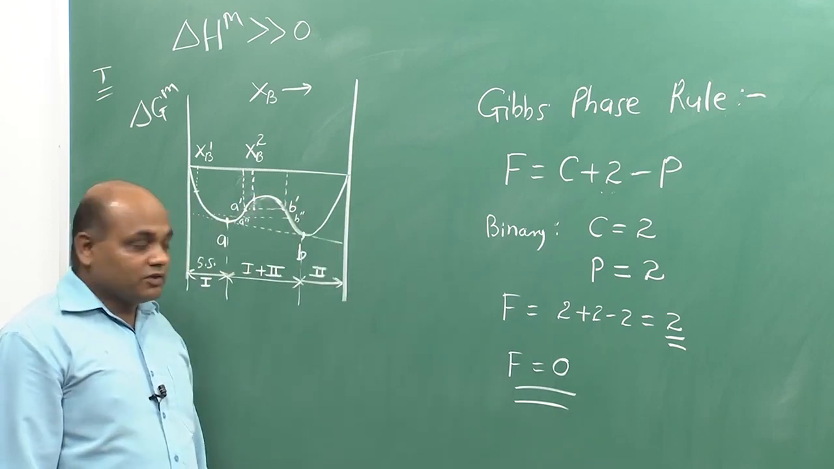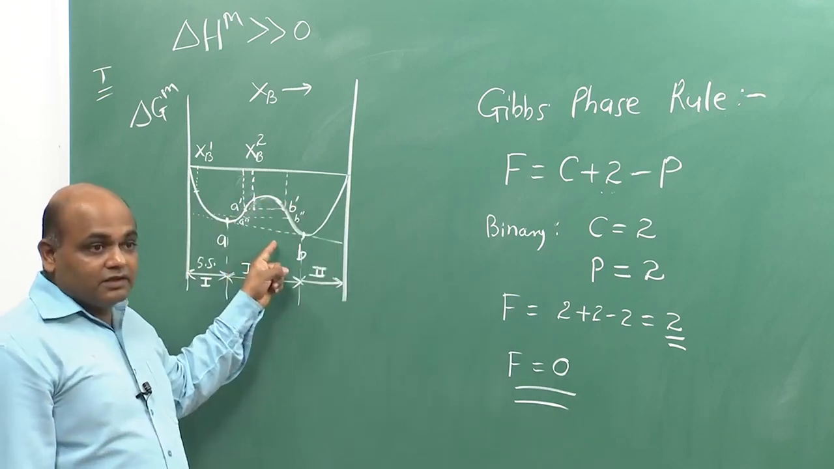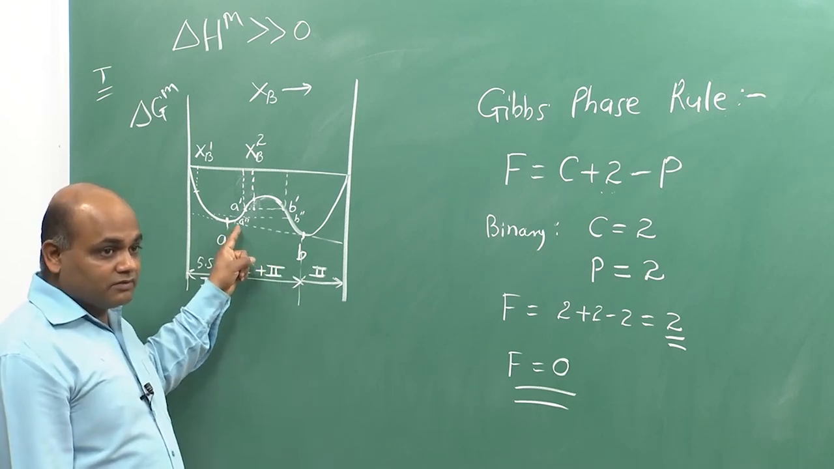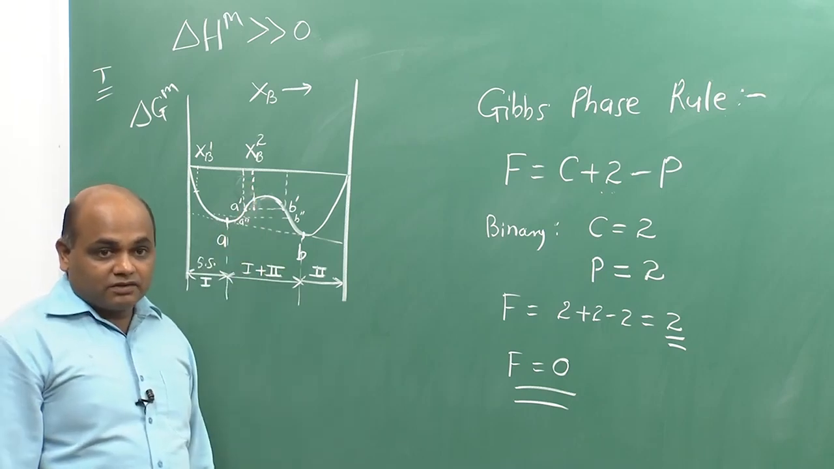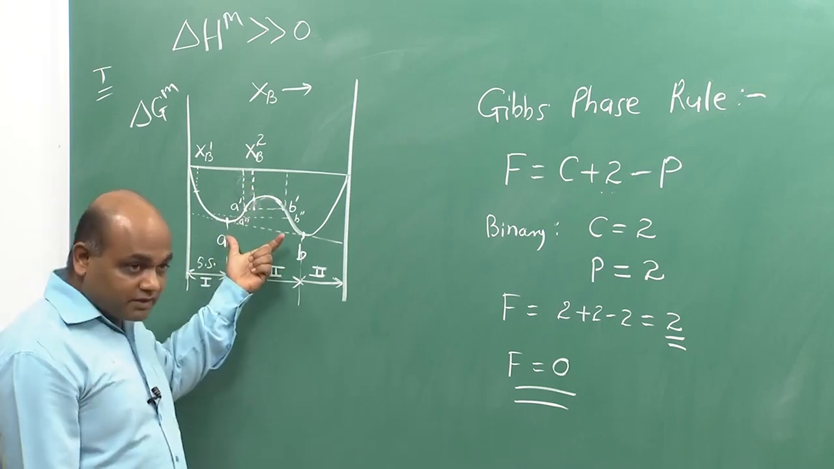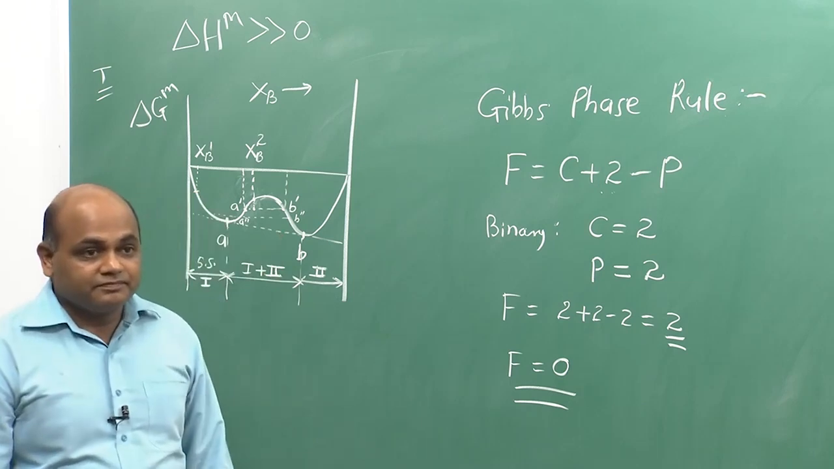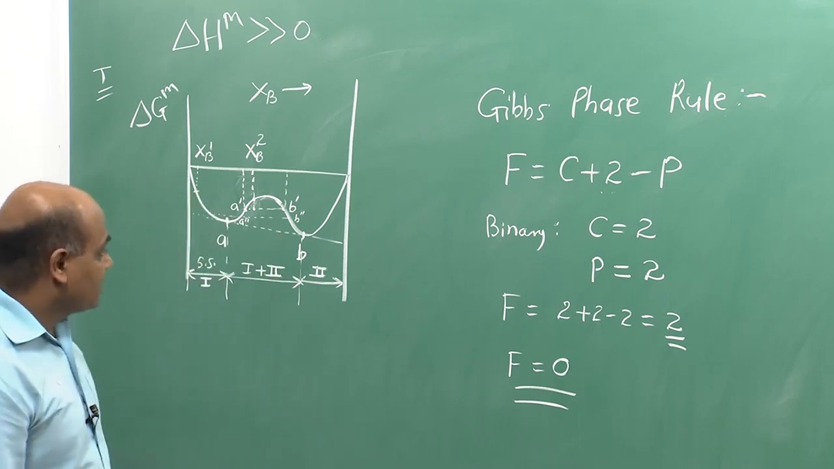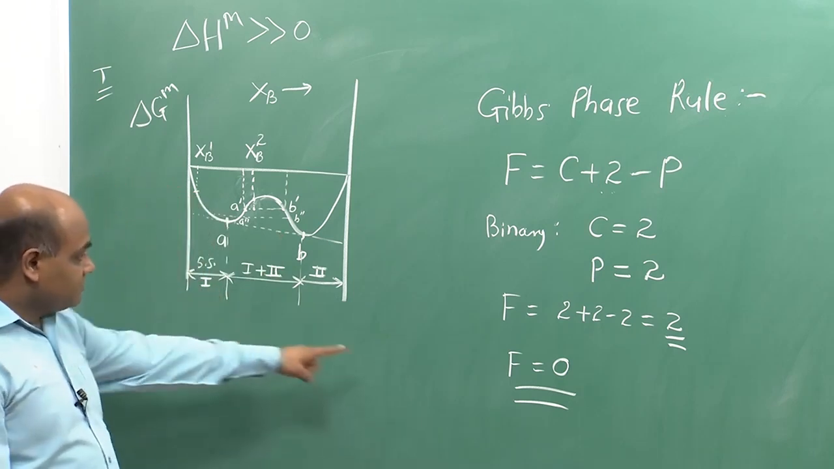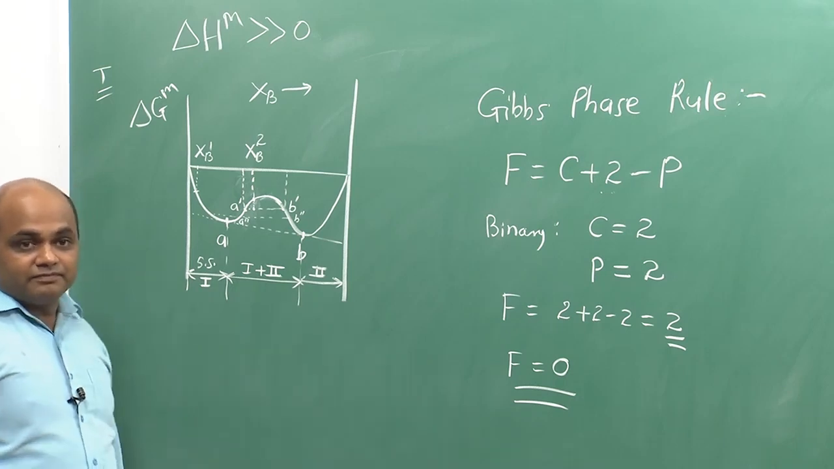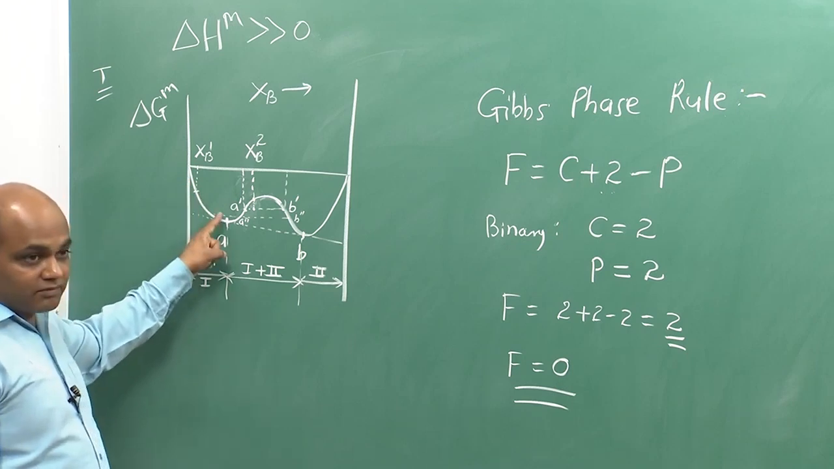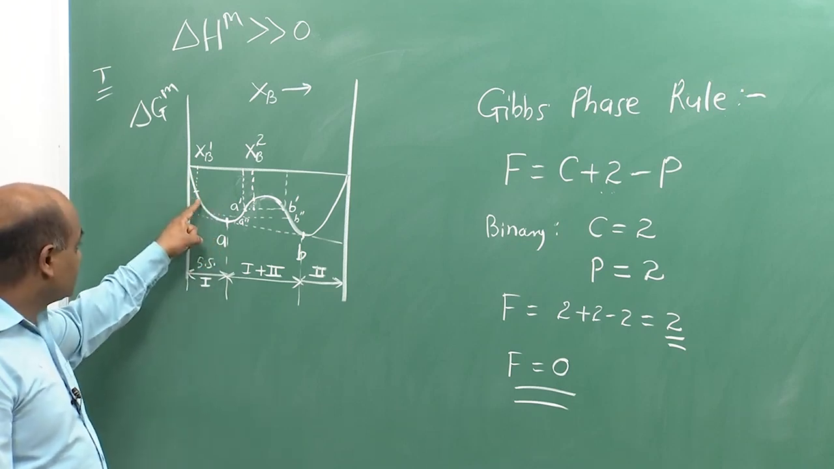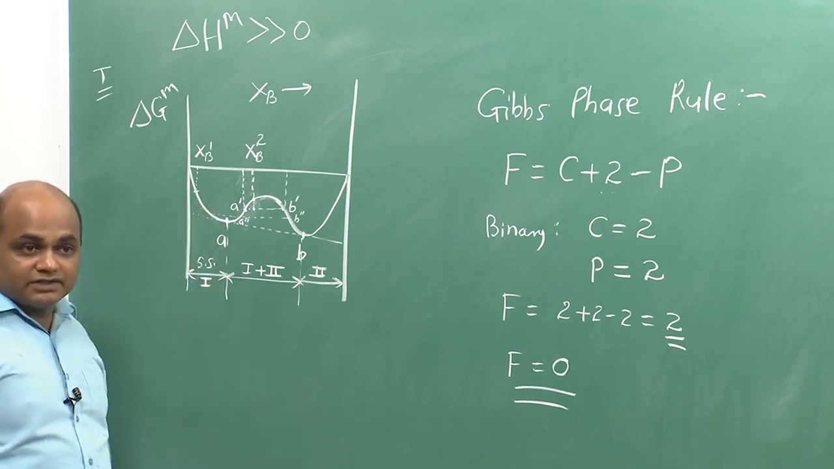Okay. So, we cannot vary the composition. Once we fix the overall composition, that is it. The compositions of the 2 phases in equilibrium is fixed. Whereas, in the single phase region, we will have 1 degree of freedom. So, there is a degree of freedom of composition. You can vary the composition and still be in the single phase region.